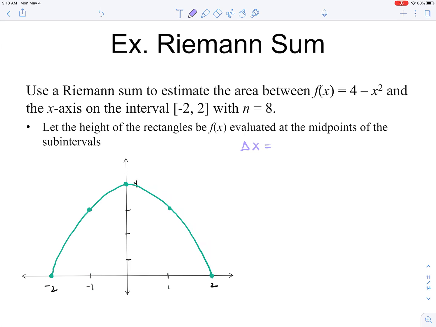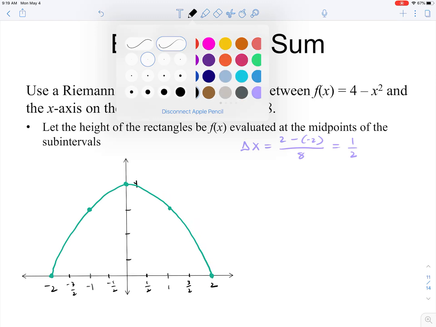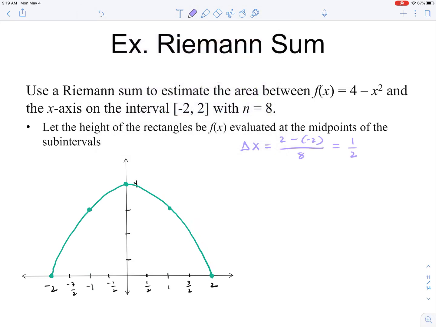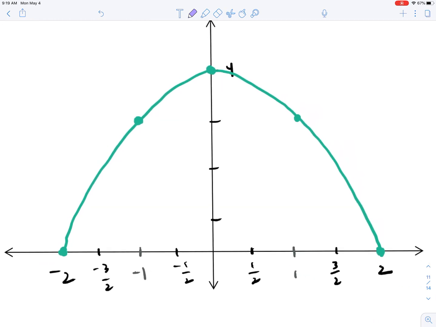Okay, so we want to let n equal 8, meaning we're going to create 8 rectangles. So delta x would be 2 minus -2, that's b minus a, divided by 8, which ends up again being 1/2. So the width of each rectangle is going to be 1/2. Okay, so that means that we want to use -3/2, -1/2 on here, +1/2, +3/2.